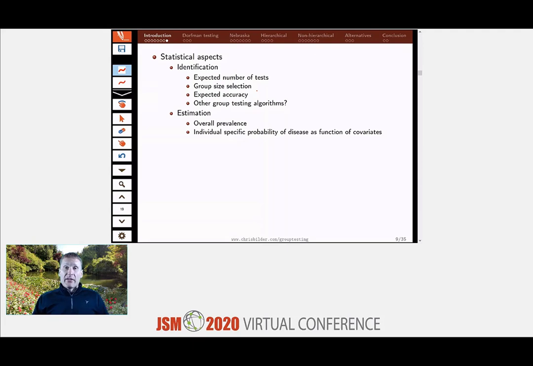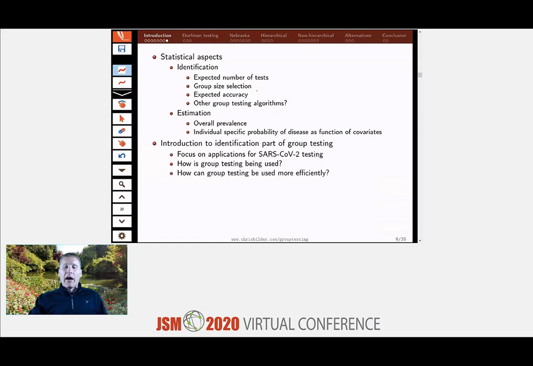Now, in addition to the identification problem in group testing, there's also the estimation problem in group testing. That's what my colleague Chris McMahan will be discussing in his portion of this session. Real briefly, what one is interested in this situation is to estimate perhaps an overall disease prevalence or to estimate the probability that a specific individual is positive for a disease given certain risk factors.